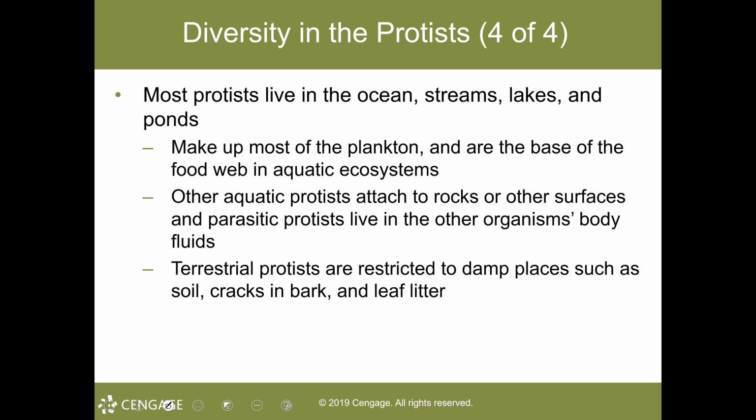As I mentioned earlier, class, most protists are aquatic, hence, class. They make up most of the plankton, meaning the phytoplankton and the zooplankton. They are the base of aquatic food webs, class, meaning those ecosystems depend on the protists. Without them, class, there'll be no bass, no brim, no catfish, no redfish, class, meaning no sharks, baby shark or otherwise. I'm kidding. What I'm stating, class, is the protists are there, and if it's water, class, it's there because of the protists, meaning in the ocean, streams, lakes, and ponds. So terrestrial protists are restricted to damp places such as leaf litter, cracks in bark, or even the soil.